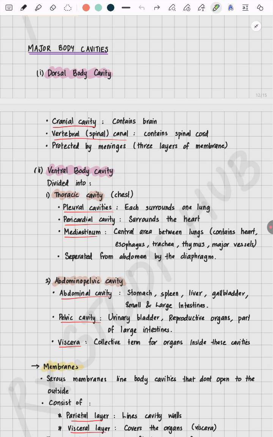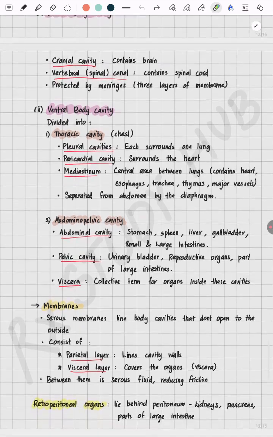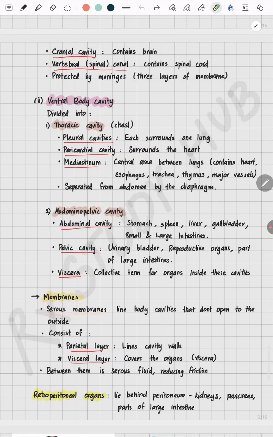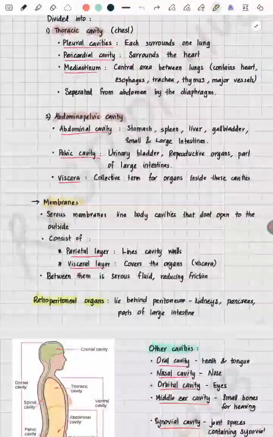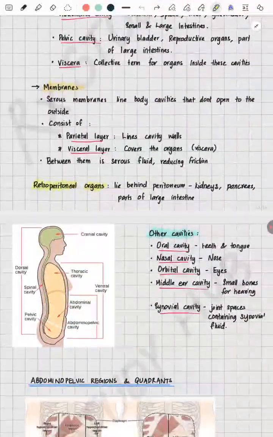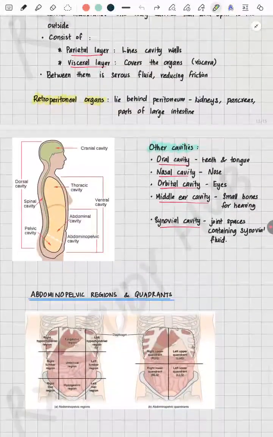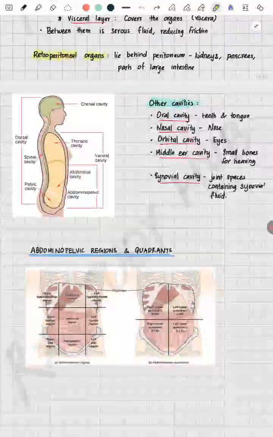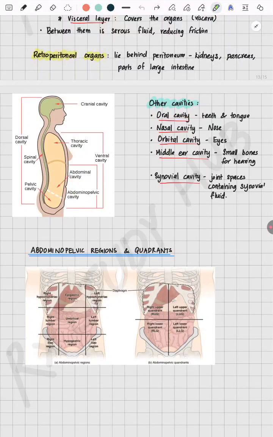To make it easier to describe the location of organs, especially in the abdomen, anatomists divide the area into 9 regions, such as epigastric, umbilical, and hypogastric regions, or into four quadrants: the right upper, the left upper, the right lower, and the left lower quadrants. These divisions are especially useful in clinical settings. For example, appendicitis pain usually occurs in the right lower quadrant.